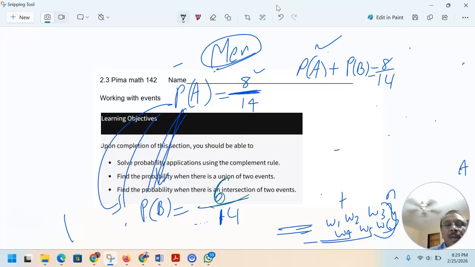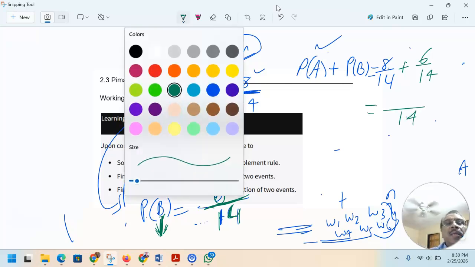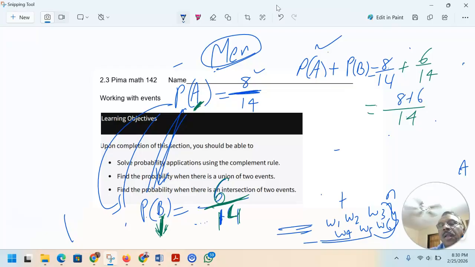So this green color, this is 6 over 14. That's like not man, right? Remember, I defined B means it is the complement of A, means it's opposite. Whatever this has all man, but B means not man. That means all woman. So I write 6 over 14, and you see 14 is common in the denominator, and you can add 8 and 6. 8 plus 6 is 14 over 14, which is 1. So what did we learn here is that probability of A plus probability of B is 1.